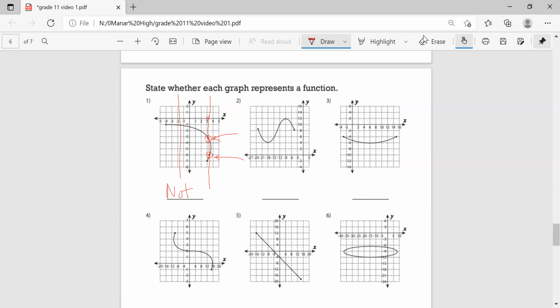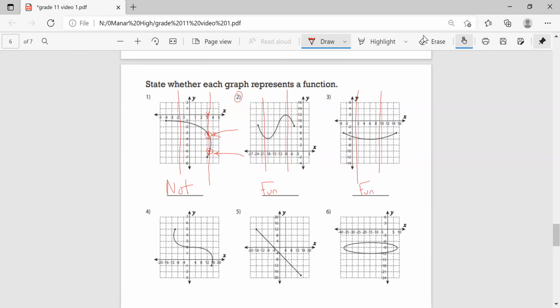Okay, back here to number 2. If I draw here a vertical line, it will cut it in only 1 point. Here, 1 point. Wherever you draw, it will cut it in 1 point. So this is a function. Here, vertical line, 1 point, function.